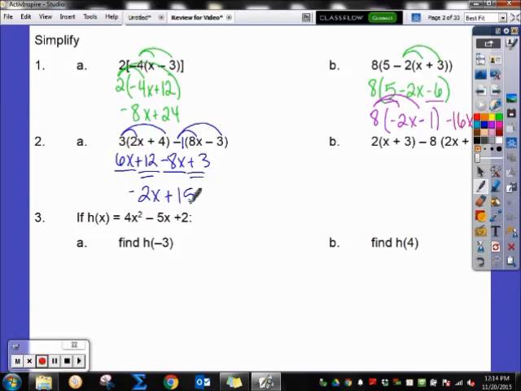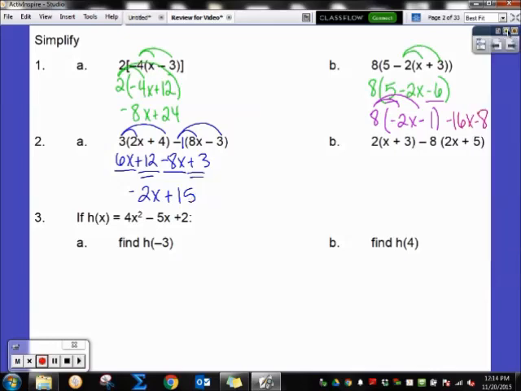For b, we have to distribute again. So that would be 2x plus 6 minus 16x minus 40. Combine like terms. Negative 14x minus 34.